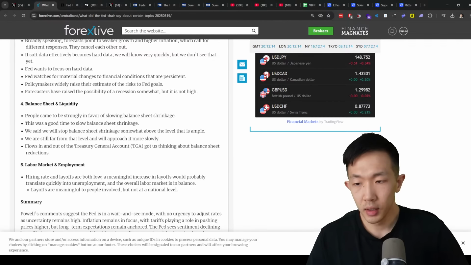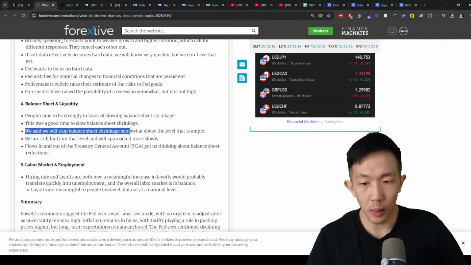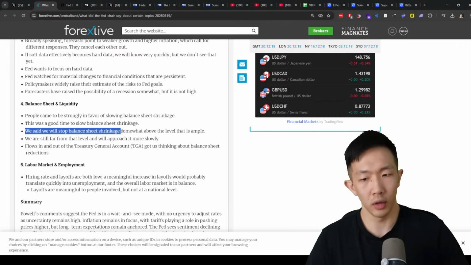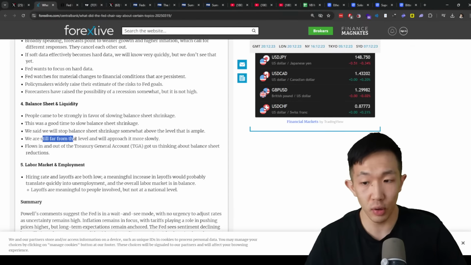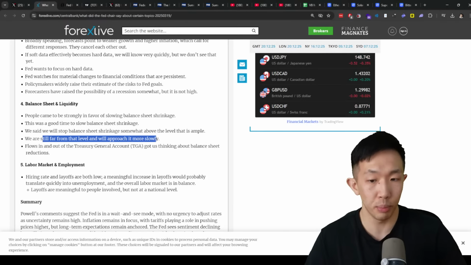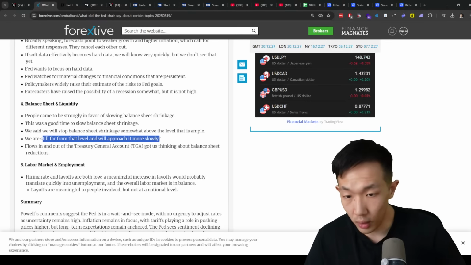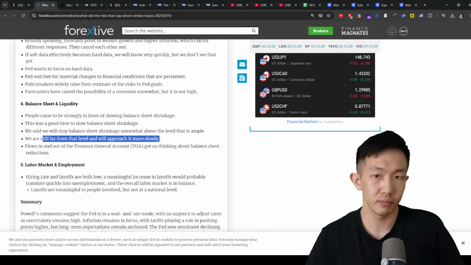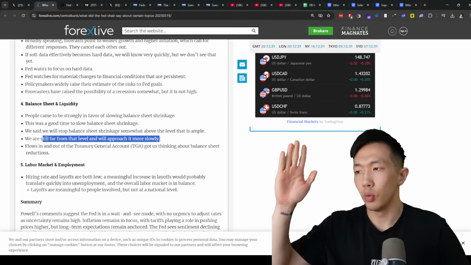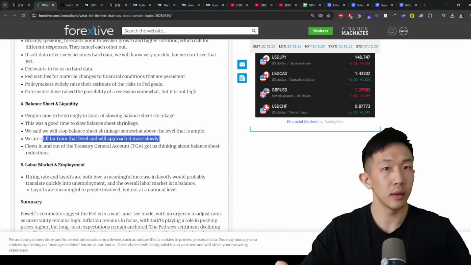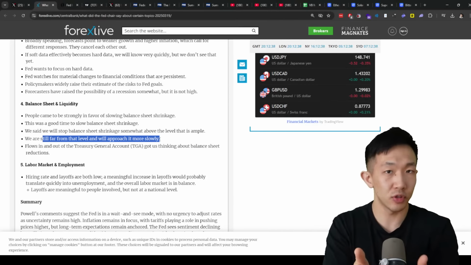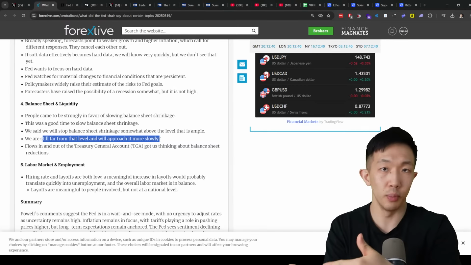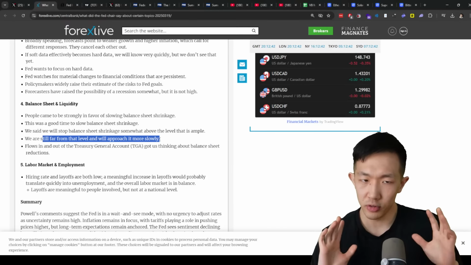However, they plan to stop the balance sheet shrinkage, or in other words, stop QT above the level that is ample, but we are still far from that level and will approach it more slowly. So it doesn't mean we slow down in April and we'll end in May. They have said that by mid-2025, they plan to stop. This is according to official meeting minutes from January, but there's no official dates yet.